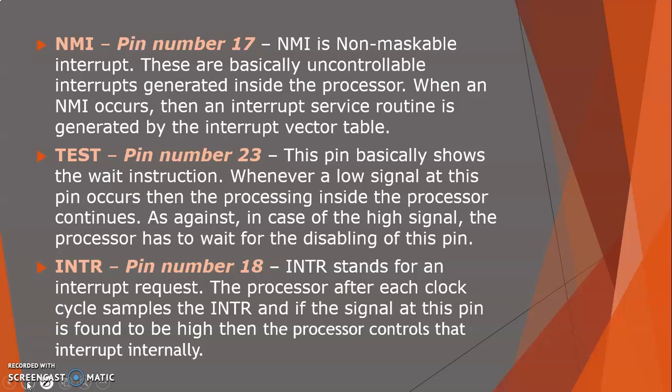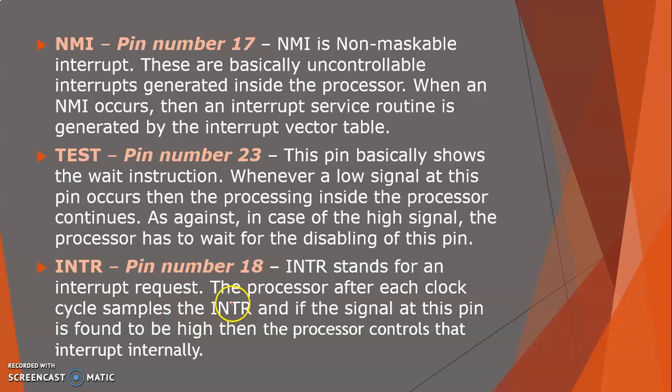Next is your non-maskable interrupt, pin number 17. These are basically uncontrollable interrupts generated inside the processor. When an NMI occurs, then an interrupt service routine is generated by the interrupt vector table. Then test. Pin number 23. This pin basically shows the wait instruction. Whenever a low signal at this pin occurs, then the processing inside the processor continues. As against in case of high signal, the processor has to wait for the disabling of this pin.